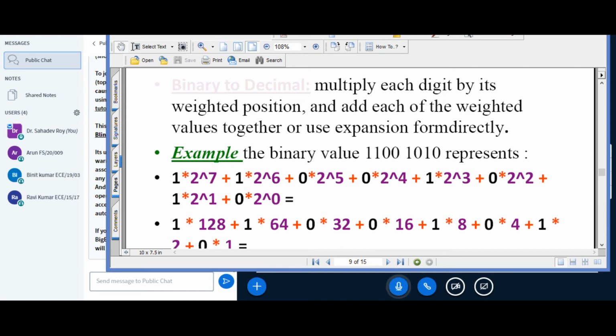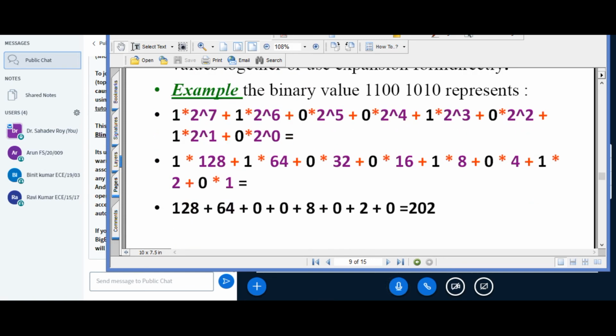Then 1 into 2 to the power 0, into 2 to the power 2 for this, and this is 1 into 2 to the power 3. Again 0 into 2 to the power 4, 0 into 2 to the power 5, 1 into 2 to the power 6 and 1 into 2 to the power 7. So this value becomes 202.